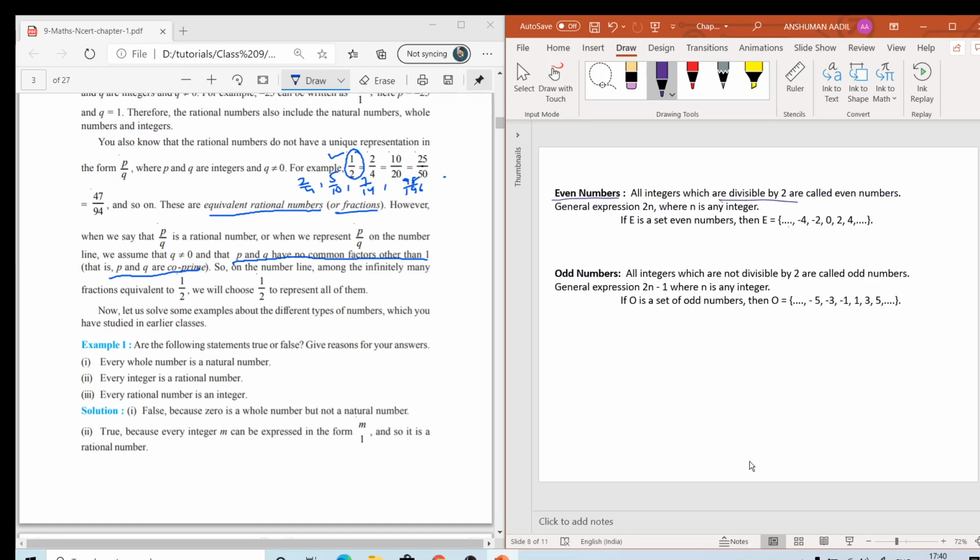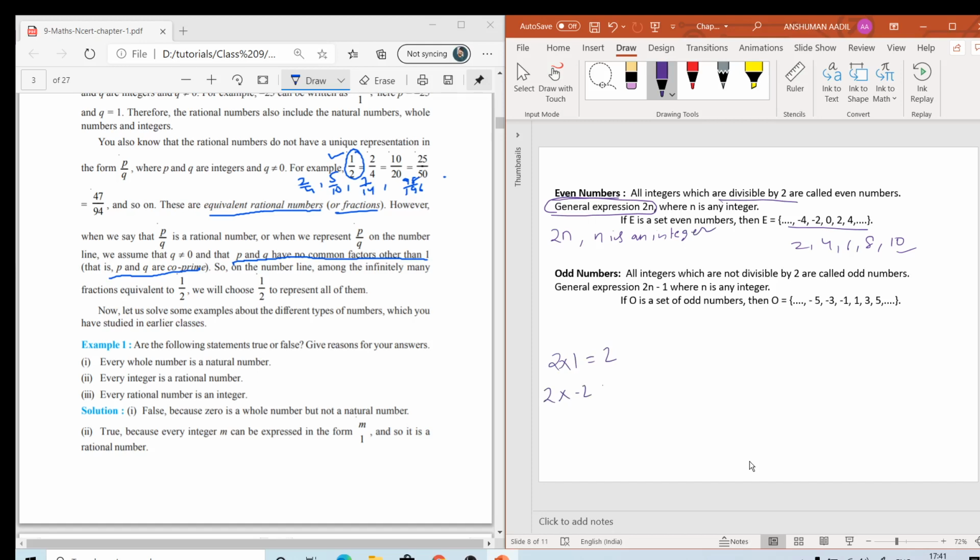So we can say any number which is divisible by 2 is called an even number, like 2, 4, 6, 8, 10. These are all even numbers, and this is generally represented by 2n, where n is an integer. So when we put 2 into 1, we are going to get 2.